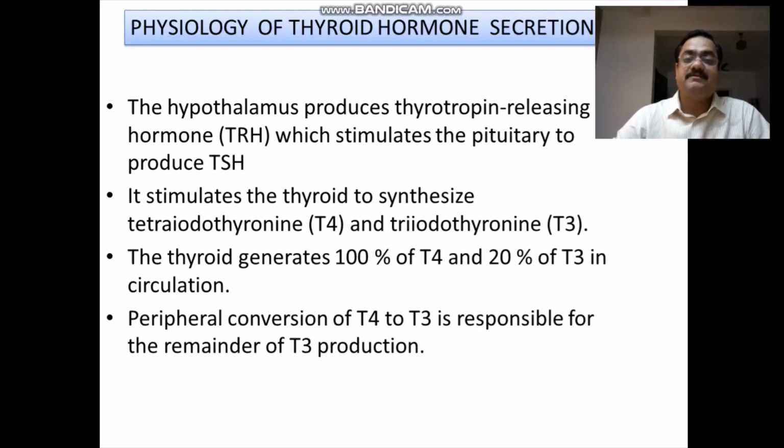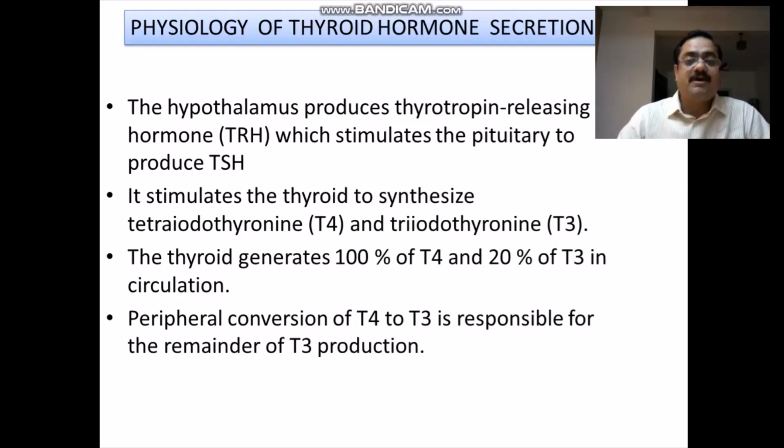Today we'll be seeing physiology of thyroid hormone secretion. We all know hypothalamus, pituitary and thyroid gland. They are the three important glands which are working in cooperation with each other. So hypothalamus produces thyrotropin releasing hormone which stimulates the pituitary gland to produce TSH. And this TSH stimulates thyroid gland to synthesize tetraiodothyronine and triiodothyronine, that is T4 and T3.